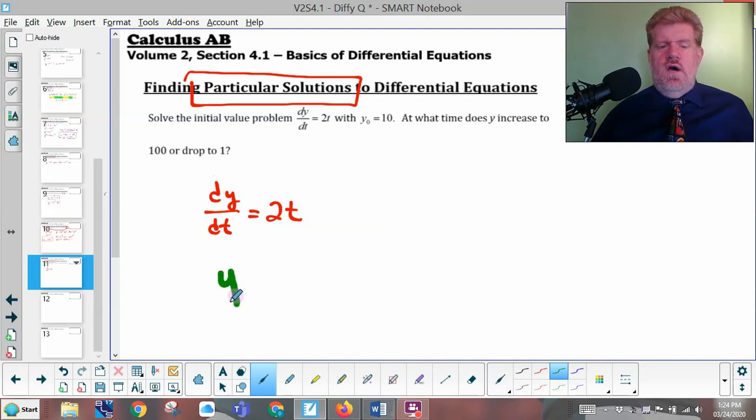That would just be y. What's the antiderivative of 2t? Well, it's really t squared plus some constant. Now, what is that constant? Well, we're going to look back up here because we were given some information.